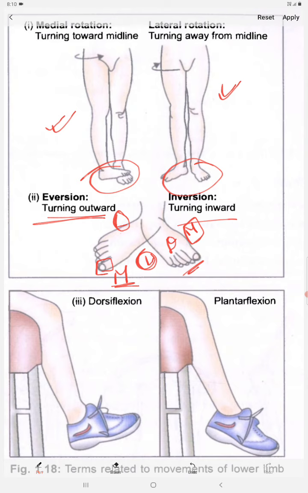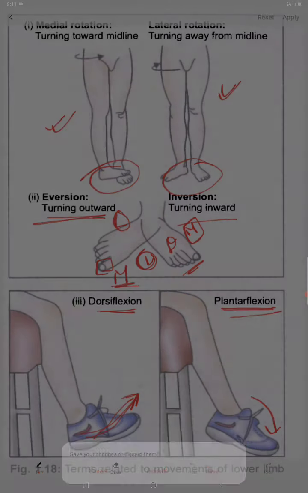Coming to the foot movements, we can see here the dorsiflexion and the plantar flexion of the foot. Here it is facing upwards, like it is raised and facing upwards. This is called the dorsiflexion, and here facing downwards towards the ground, this is called the plantar flexion. These are all the movements.